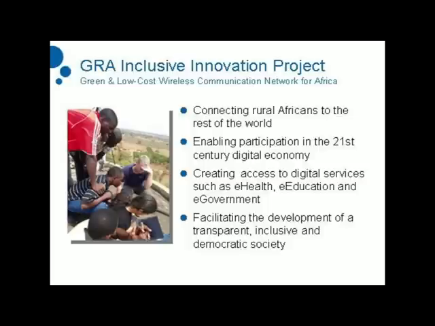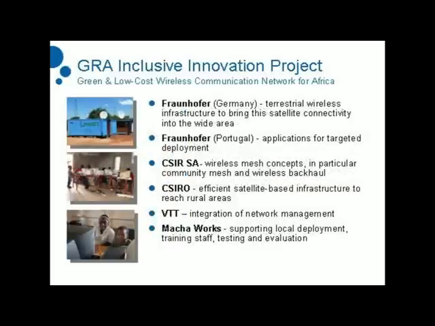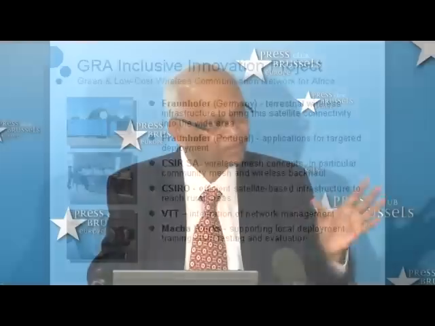And which are the institutions? Fraunhofer Germany, they are doing the terrestrial wireless infrastructure to bring this satellite connectivity. Fraunhofer Portugal, applications for targeted deployment. VTT is doing the integration of network management. CSIRO and Masha Works, our partners, they are doing the local development. And it's good news. It's good news because scientists all around the world are saying, look, we need to work towards this.